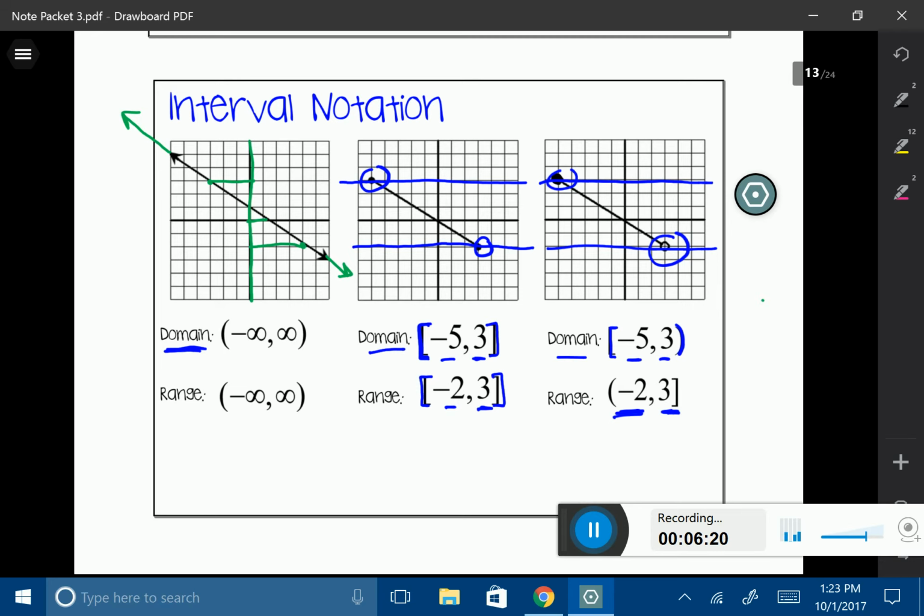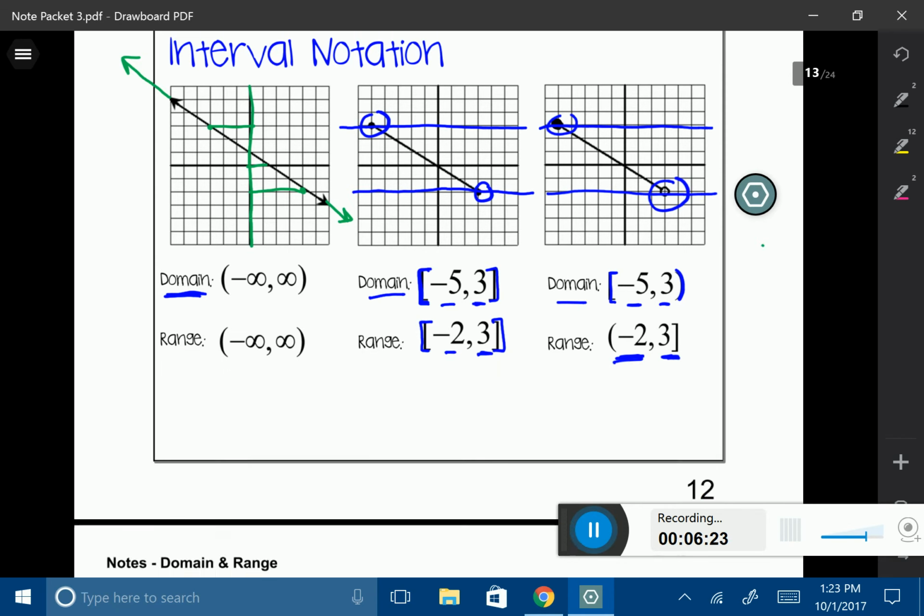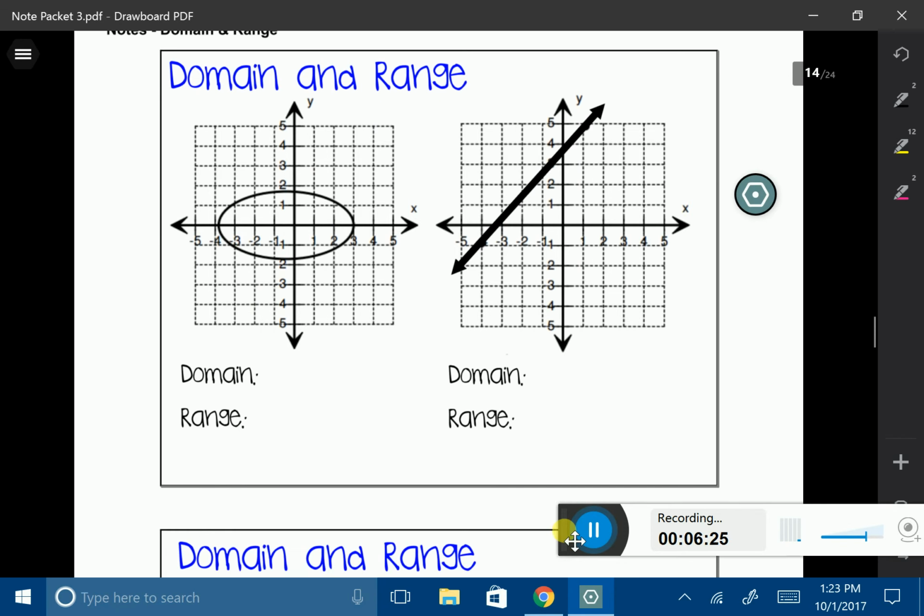Now let's go see how they work. All right, I'm given this first graph here. This is a graph of an ellipse. So I want to indicate my domain first. So if I look at my domain, my lowest point, let's pretend that that graph goes all the way to the end. I apologize that it looks a little funny.